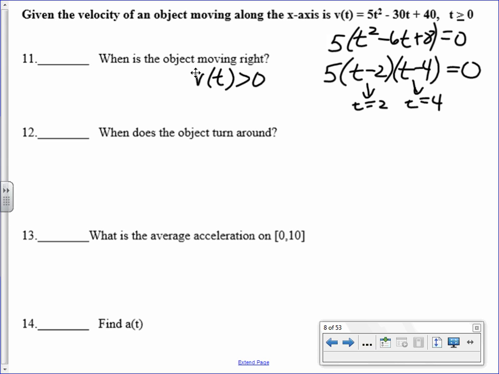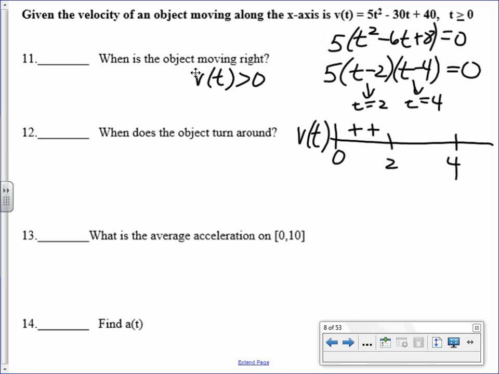So when I make my velocity sign chart, again, we're going to start at 0. It can only change sign at 2 and 4. Only put those numbers on it and take test values. You take a number between 0 and 2, such as 1, and look at the sign of the factors. 5 is always positive. t minus 2 would be negative. t minus 4 would be negative. Negative times negative times a positive is still going to be positive.